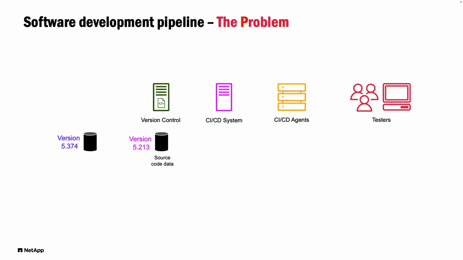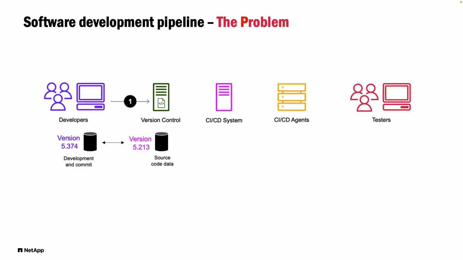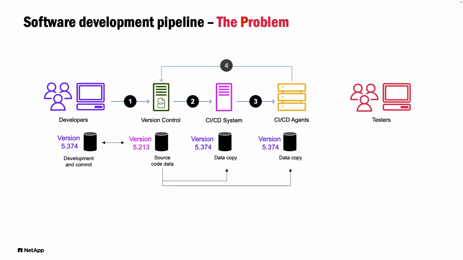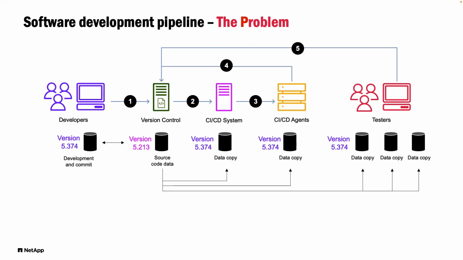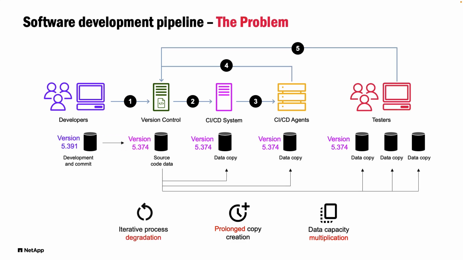When you create a new version, you need to create new development environments for the developers, the CI/CD systems, CI/CD agents, and for each of the QA testers. This results in prolonged copy creation, data capacity multiplication, and iterative process degradation as more versions are created.